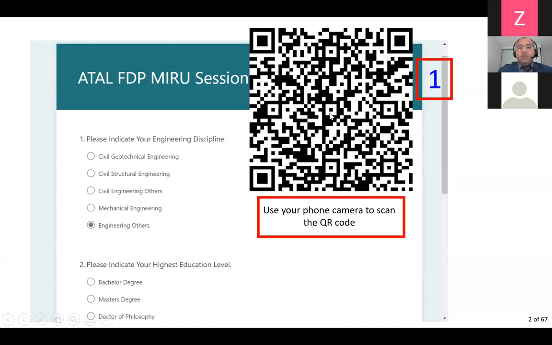What you need to do is open your camera and scan this QR code. It will show you one link. Your internet should be on. Just click on the link and it will take you to this page, where you need to record your response. We will wait for one more minute. So far, I have only 3 responses.